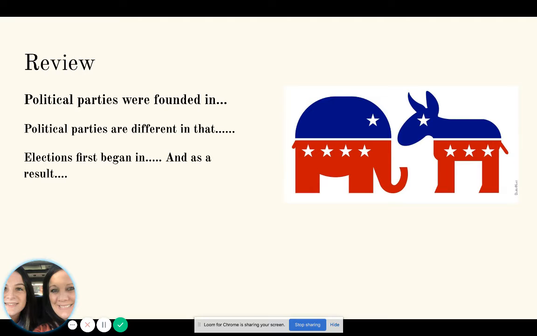At the bottom, you're going to write a summary, and that summary would be in your own words. As we're looking at this first unit, one of the things that we talk about in class is political parties. So I have included on here 3 different ways that you could come in with a summary and write it in your own words. Basically, there are some sentence starters: political parties were founded in, political parties are different in that, elections first began in, and as a result. As you can see, you can use any 3 of these sentence starters to start summarizing your notes about political parties.